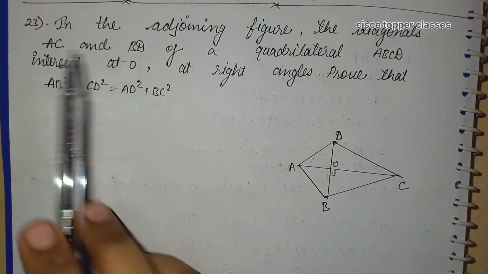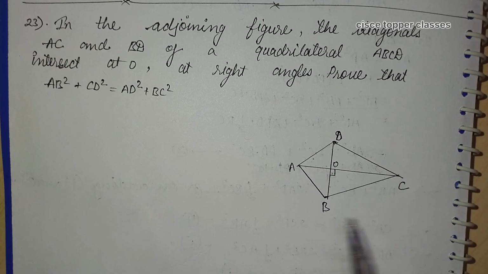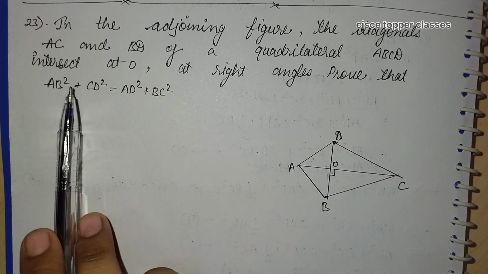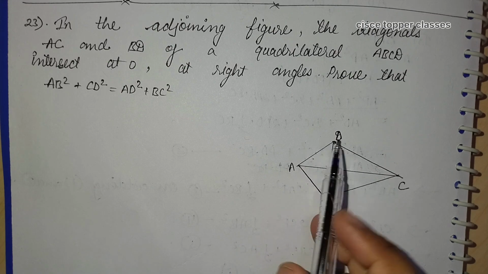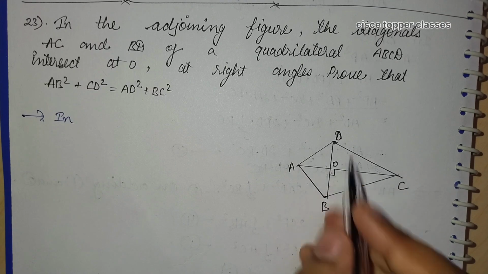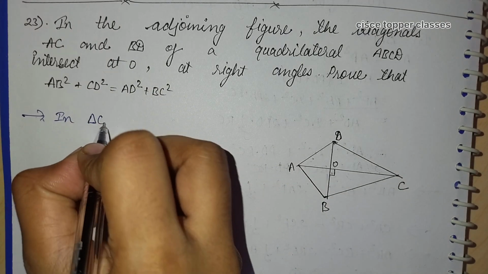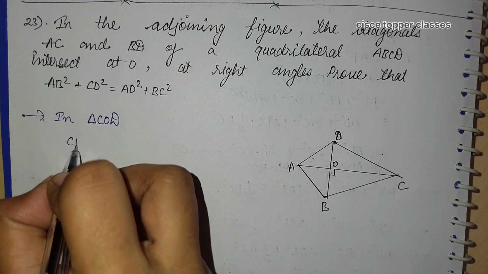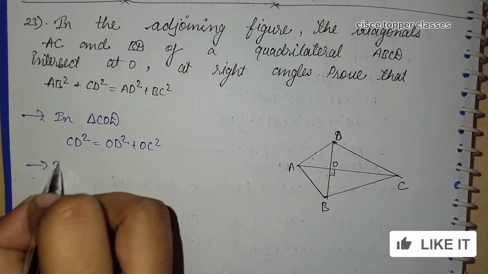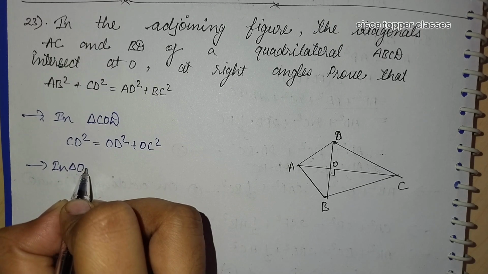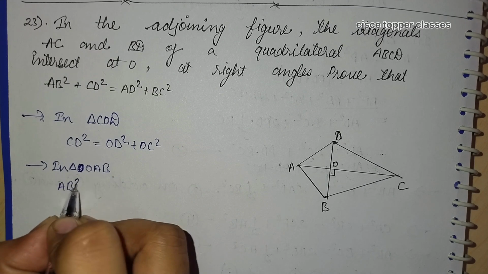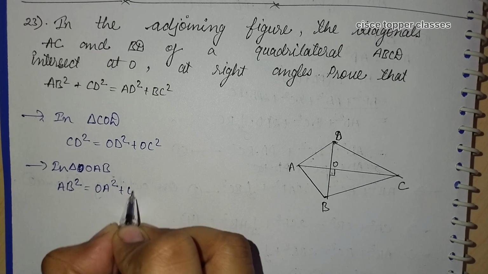Now let us solve the 23rd question. In the adjoining figure, the diagonals AC and BD of a quadrilateral ABCD intersect at O at right angles. Prove that AB square plus CD square is equal to AD square plus BC square. As it is given that AC and BD intersect at right angles, triangle COD is a right angle triangle, and we can write CD square is equal to OD square plus OC square. Now in triangle OAB, which is also a right angle triangle, we can write AB square is equal to OA square plus OB square.